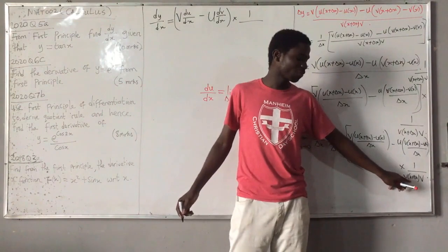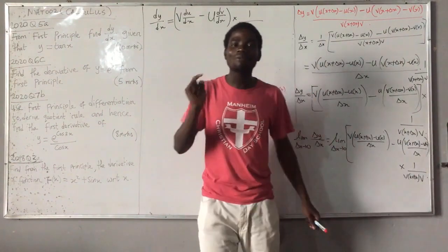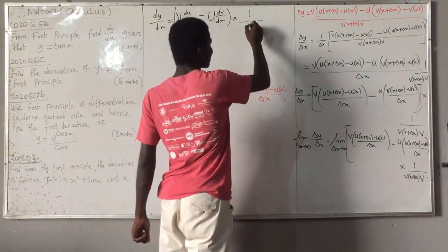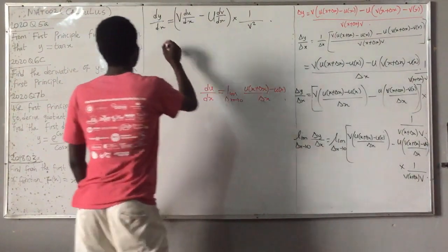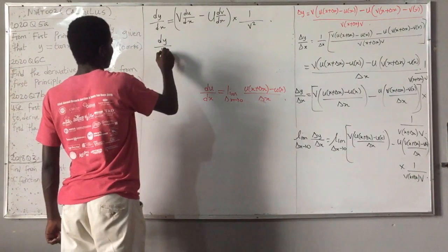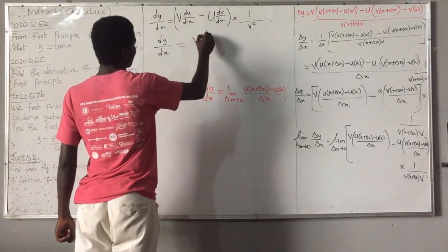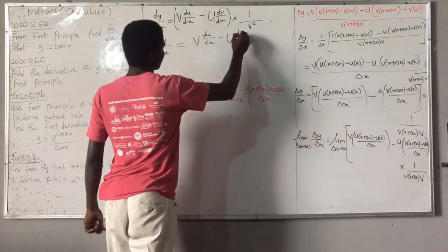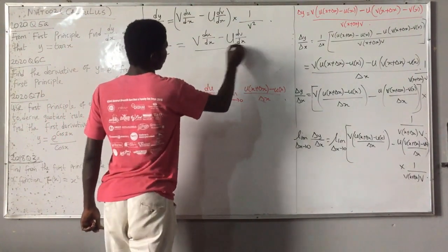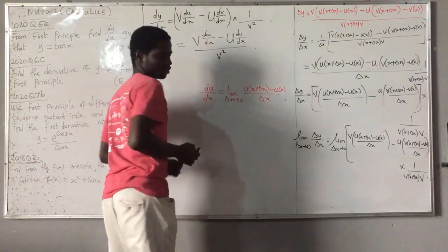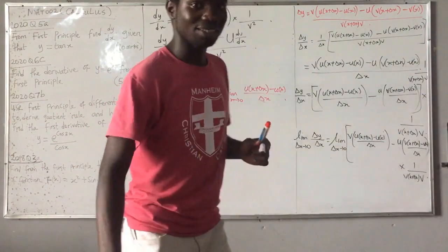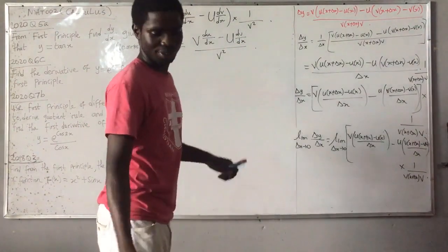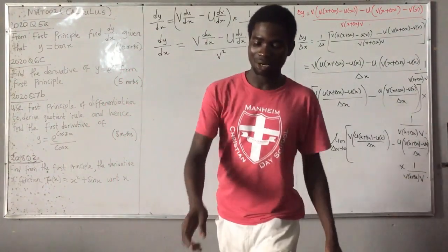So you'll be left with v of s multiplied by v, and v of s is still the same thing as v. So I'll be left with v squared. So dy/ds is equal to v du/ds minus u dv/ds all over v squared. That is what you are going to have, and that is the proof of the first part of that question.